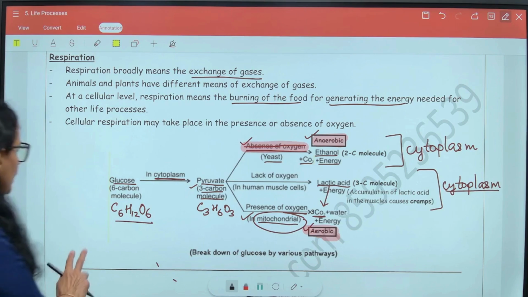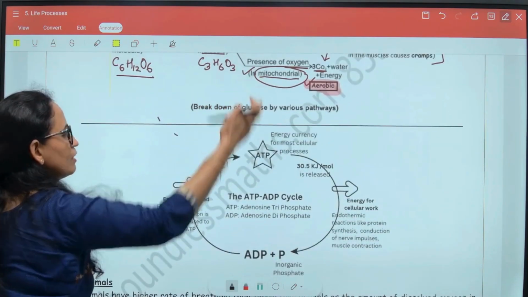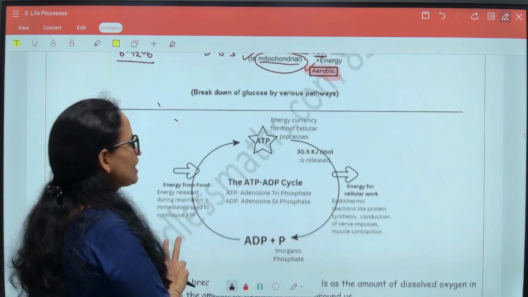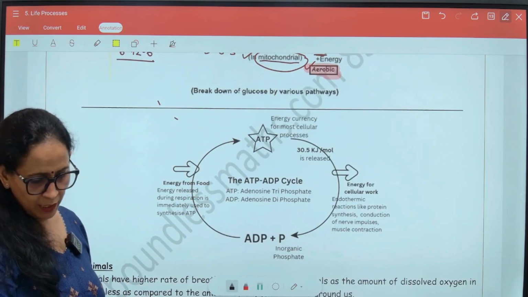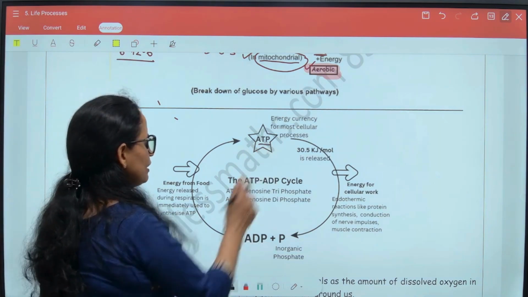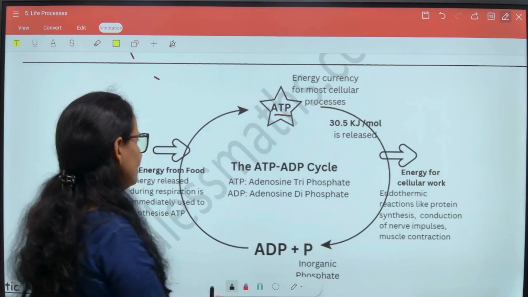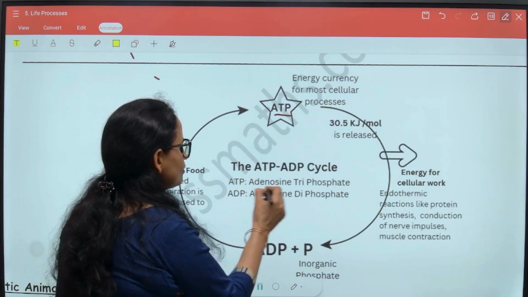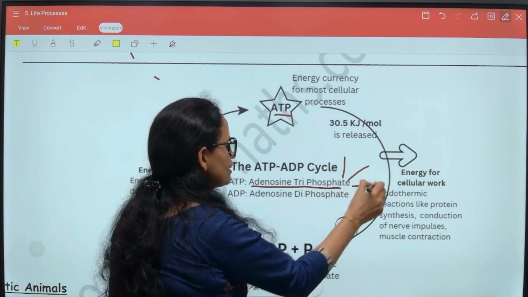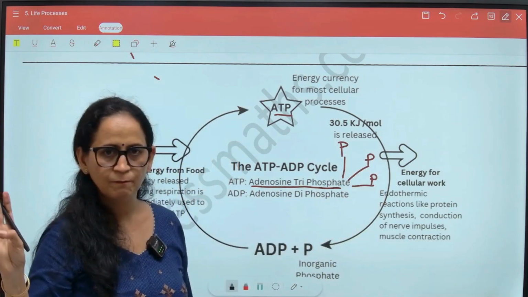Right? Now let's come to the ATP-ADP cycle, how this energy created by mitochondria is stored. So in every cell, this energy created by mitochondria is stored in the form of ATP. What is the full form of ATP? Have you heard of it? Okay. ATP is adenosine triphosphate. So it has 3 phosphorus atoms attached to it. Triphosphate means 3 phosphorus, right?